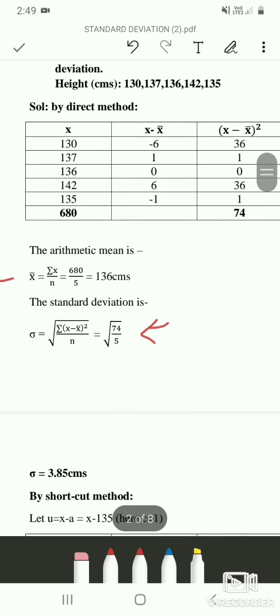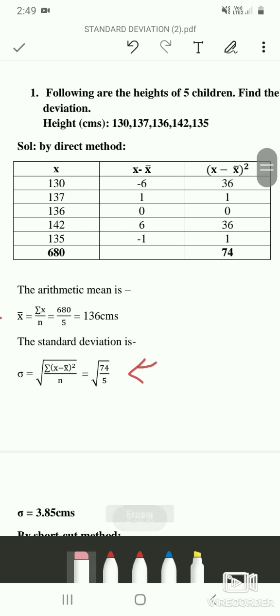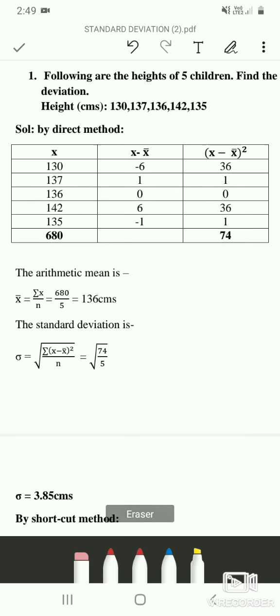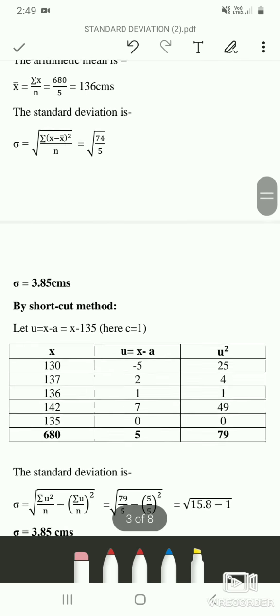So this was by using the direct method. Now let us see for the same problem how we can use the shortcut method.